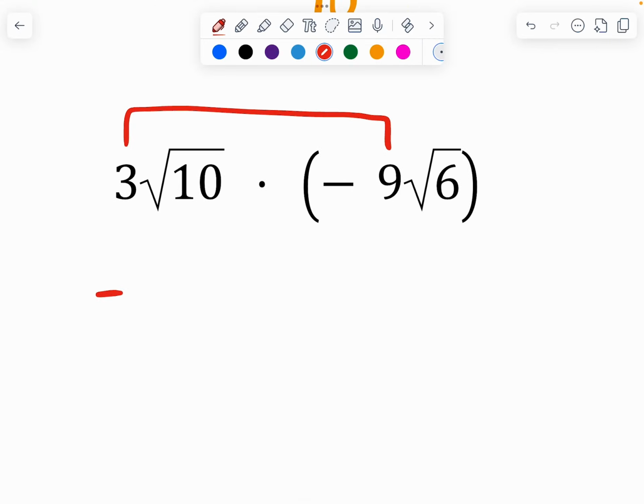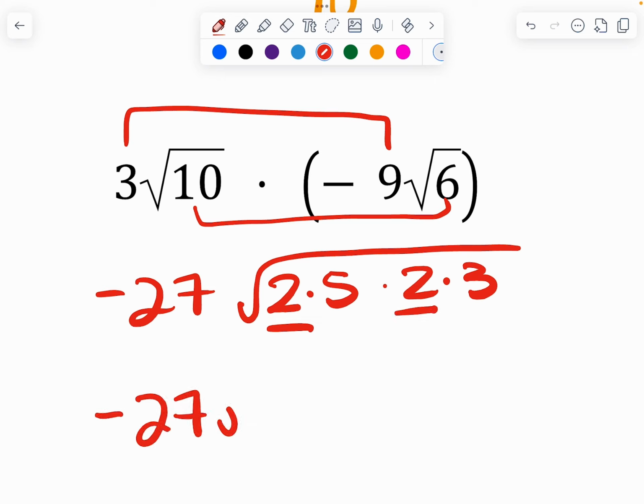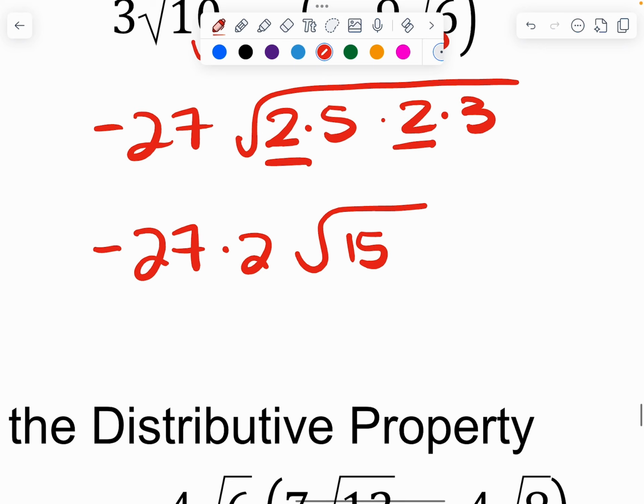Over here, take the coefficients and I get negative 27. And then I'm going to multiply these two together, but I'm going to split it up. So 2 times 5 and 2 times 3. Notice I have 2 of these. So that means the square root, oops. So I can take out the 2 and I'm left with 15. So negative 54 radical 15.